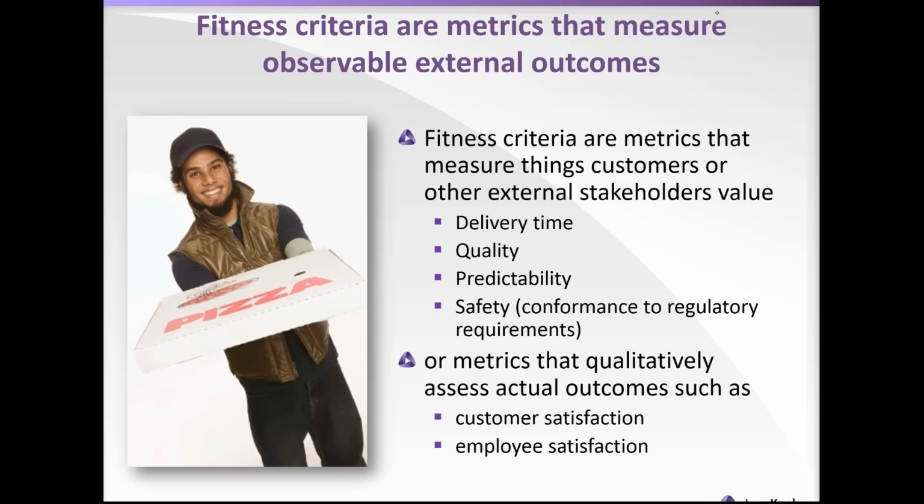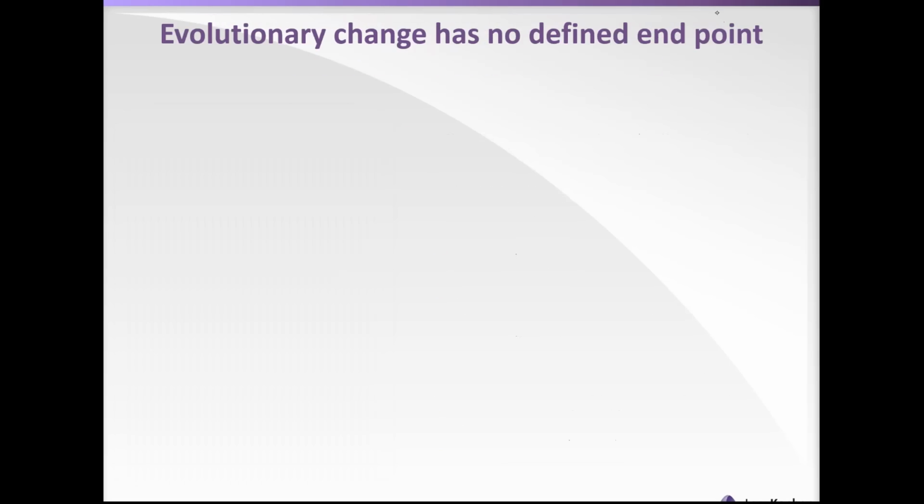Delivery time is an actionable metric. Would you recommend our pizza delivery to someone else, yes or no, or a score 1 to 10? That's really not an actionable metric. It just tells us whether we're winning or losing. It doesn't tell us what to do. Evolutionary change has no endpoint.